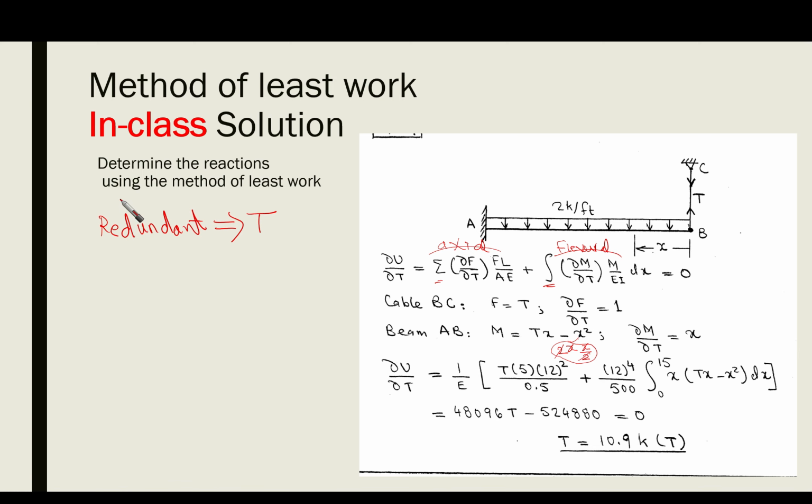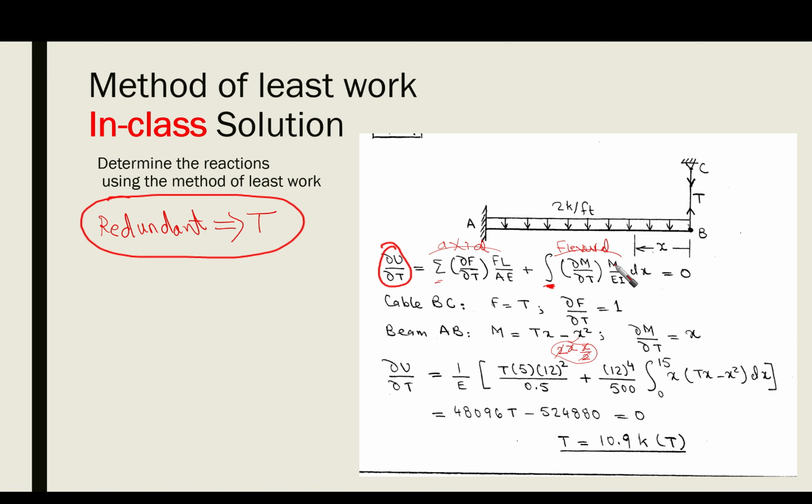going to assume that our redundant to be T, as I have said before. Then we are going to have two parts here. Partial strain energy, partial T, our redundant, is going to be the axial part, which is partial F, partial T, FL over AE, and another part which is what? Integration, as I said to you. Partial M, partial T times M over EI.